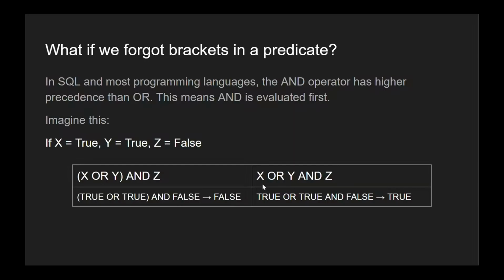What if we forget the bracket here? X or Y and Z. So it will be true or true and false. But in this case, AND has the higher precedence, right? So Y and Z will be processed first. So true and false. What is true and false? True and false is false. So right now, true or false, because this thing is false, right? True or false is true.